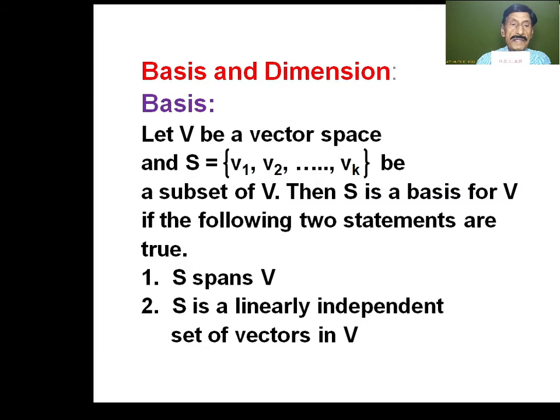Basis and dimension. Basis. Let V be a vector space and S is equal to v1 up to vk, a subset of V. Then S is a basis for V if the following two statements are true. S spans V. S is a linearly independent set of vectors in V.